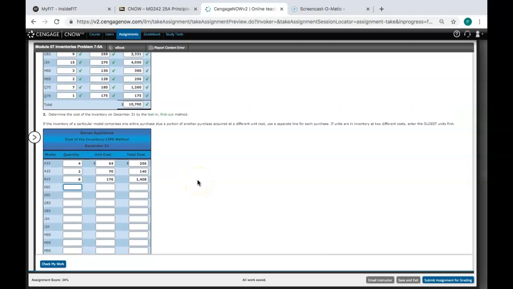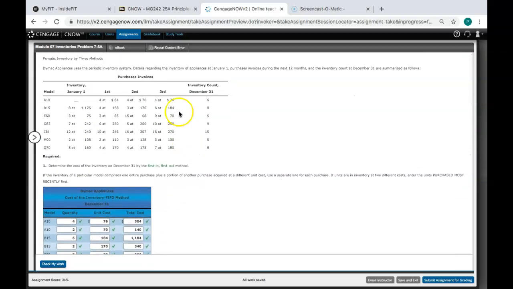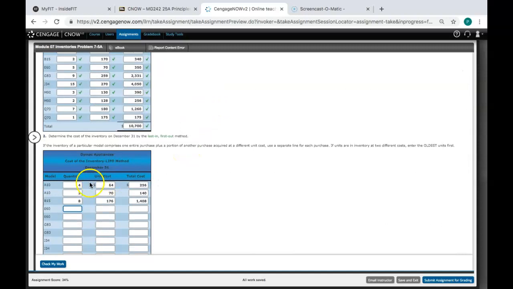What did we do? I took A10 and I said, okay, if the last item purchased goes out first, we need to start at the beginning. And I took 4 at 64 and 2 at 70, right? Because we have 6 units left at the end. And I went and populated it down here. 4 at 64, multiplying the 4 by 64 gives us 256, and the 2 by 70 gives us 140.